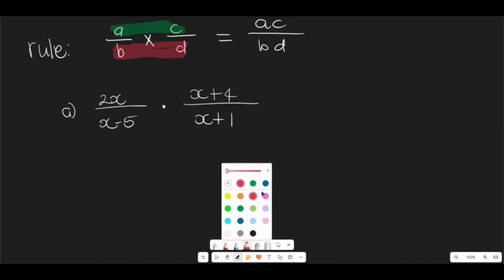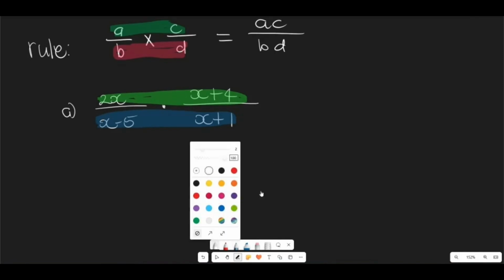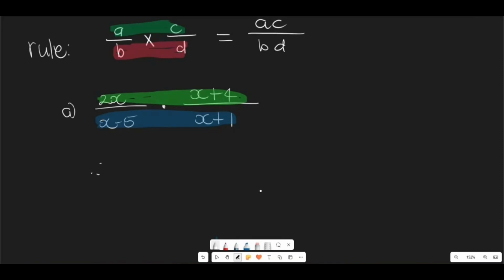So remember, multiply the numerator by the numerator, and then you multiply the denominator by the denominator. If you ever change this up, it's going to be incorrect, right? So just keep it simple. Do not overthink this. Just keep it simple and straightforward. So we basically have 2x multiplied by x plus 4 in the numerator, divided by x minus 5 multiplied by x plus 1.